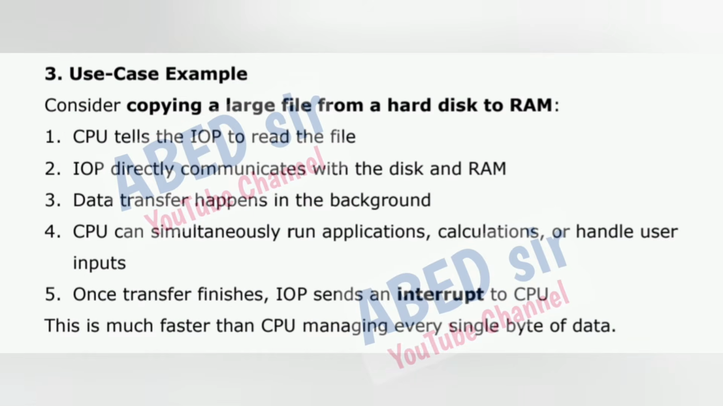3. Use case example. Consider copying a large file from a hard disk to RAM. 1. CPU tells the IOP to read the file. 2. IOP directly communicates with the disk and RAM. 3. Data transfer happens in the background. 4. CPU can simultaneously run applications, calculations, or handle user inputs. 5. Once transfer finishes, IOP sends an interrupt to CPU. This is much faster than CPU managing every single byte of data.